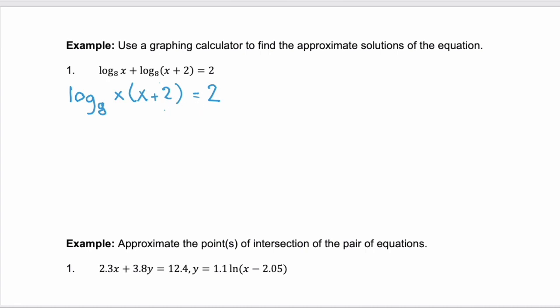Well, we want to be able to graph this, and you can't graph a base 8 log. You can only graph a base 10 or a natural log. So we're going to use the change of base. So our numerator is what we were initially taking the log of, but with base 10. And the denominator is log of base 10 of the value of our original base. Now we're going to go to our graphing calculator.